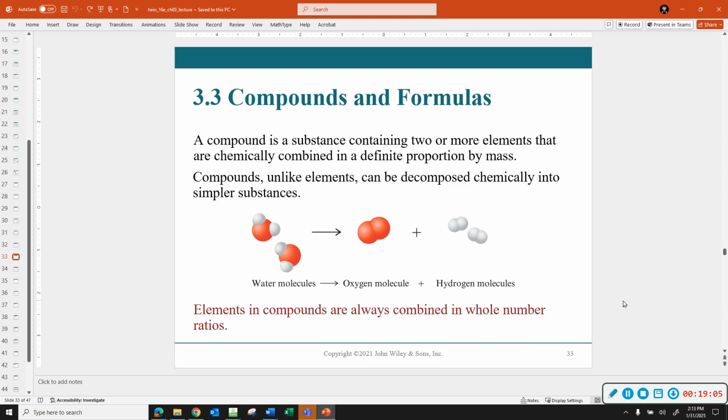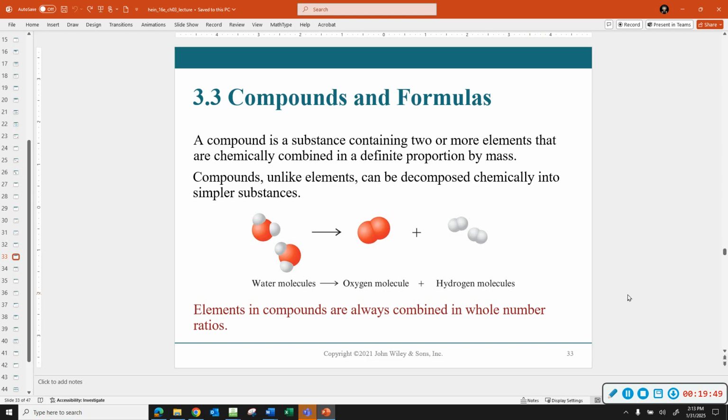All right, so section 3, compounds and formulas. A compound is a substance containing 2 or more different elements that are chemically combined in a definite proportion by mass. Compounds, unlike elements, can decompose or be broken down chemically into individual elements, individual atoms, if we go that far. We can take water, apply an electrical source, and we can separate out the oxygen from the hydrogen, and then the individual oxygens will pair up, and the individual hydrogens will find each other and pair up. Okay?